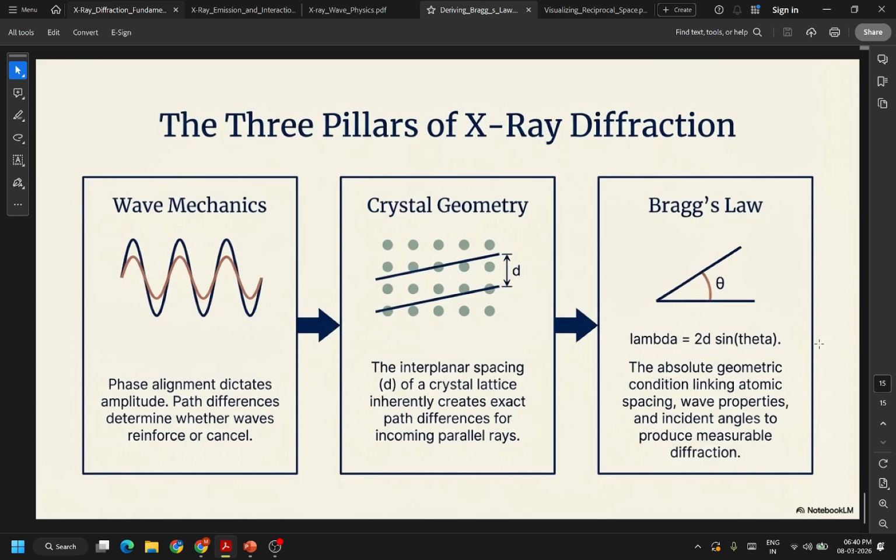So X-ray diffraction comes from your wave mechanics, which tells us your diffraction interference, and crystal geometry, which gives us the scattering, coherent scattering, and then Bragg's law, which gives us the conditions for peaks.